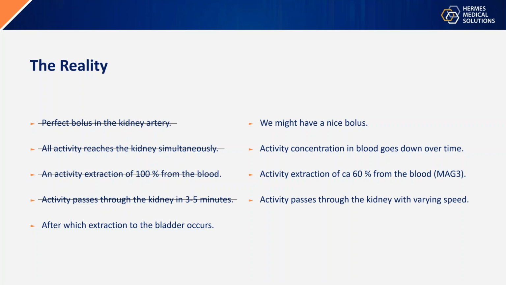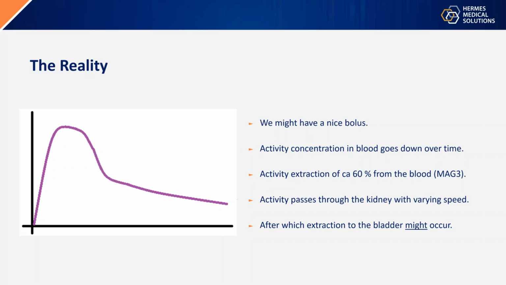Activity passes through the kidney with varying speed, especially when we're talking about diseased patients with possible obstructions, which also causes the extraction to occur after it has passed through the kidneys. But with diseased patients, we might have accumulation in the pelvic region instead. So with this in mind, something like this is how our time activity curve would look for the renogram.